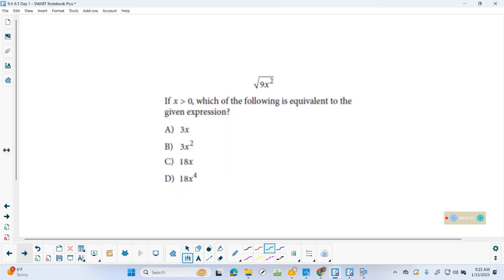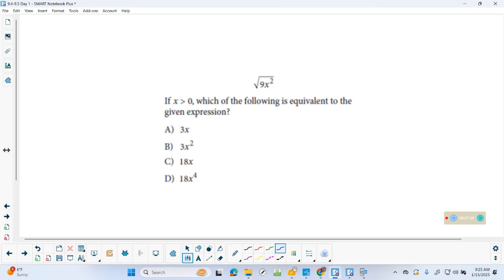Easy again. And you know I love square roots. X is greater than 0. Which of the following is equivalent to the given expression? You should be able to do that. No work. Anybody pick C or D? I don't know what to tell you. What's the square root of 9? 3. So I know it's A or B. Which one? B. I'm hearing both.